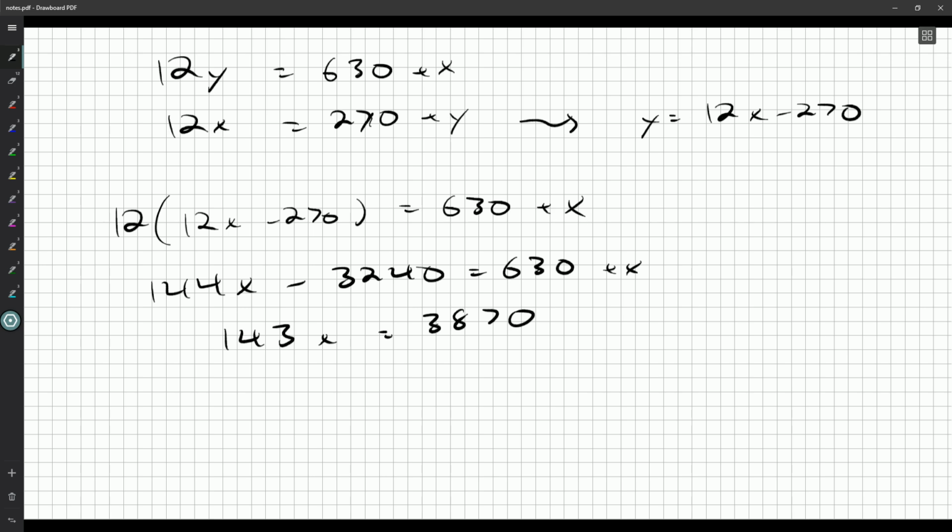Well, that's okay. Do they have anything in common? Yeah, it looks like, well, 143, no, 3870 divided by 13. Nope. Divided by 11. No. Okay, they have nothing in common. But there's x, and now I can figure out y.